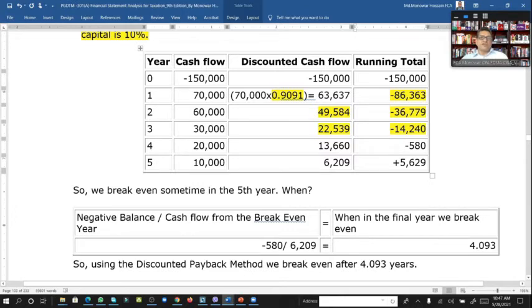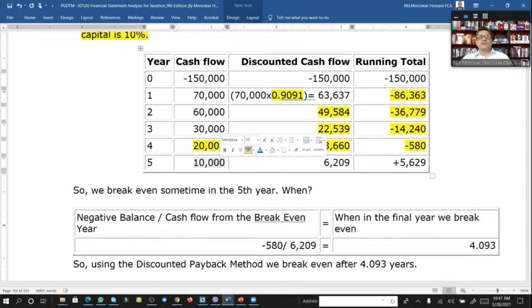And in year 4, the cash flow is 20,000. If we adjust this with the PV factor, we will get 13,660. So again we require 580. And in year 5, 10,000 is the cash inflow.